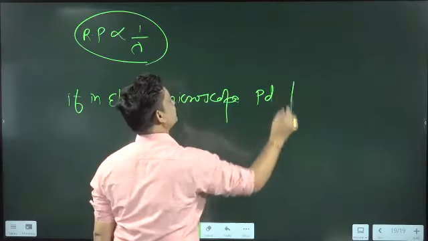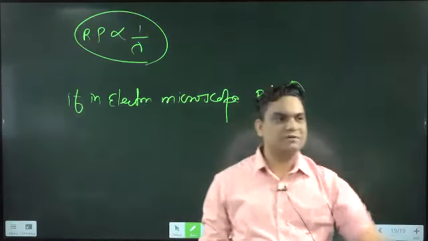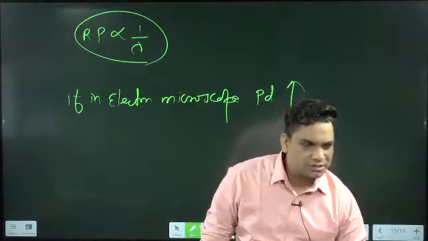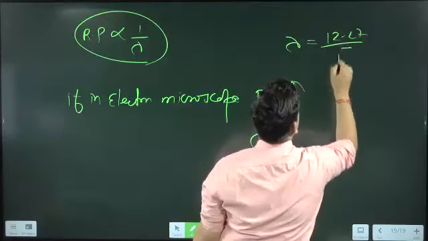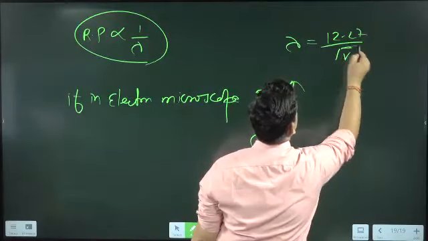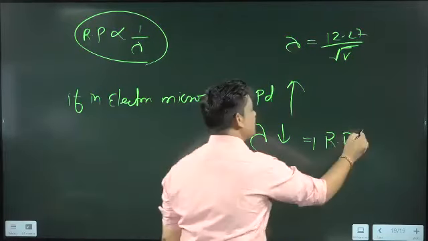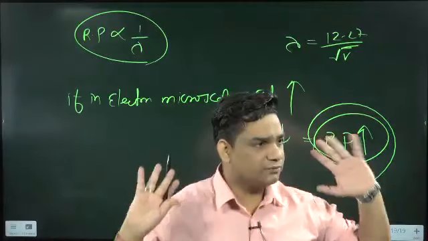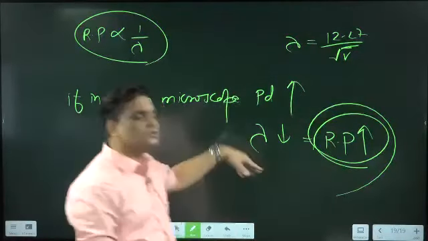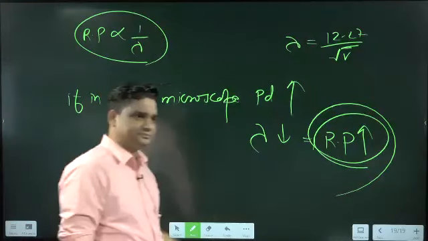the PD, the potential difference, is increased, then ultimately your potential is more. If potential is more, then lambda will be less, because lambda is 12.27 by root V. Lambda will be less, and if lambda is less, then your RP will be more. So how can RP be increased? Resolving power of the electron microscope can be increased by applying a higher potential difference.